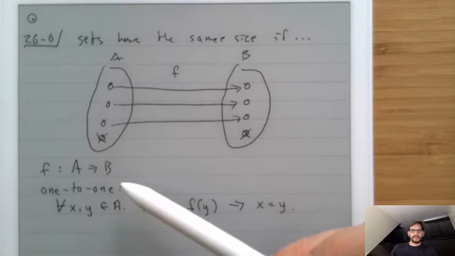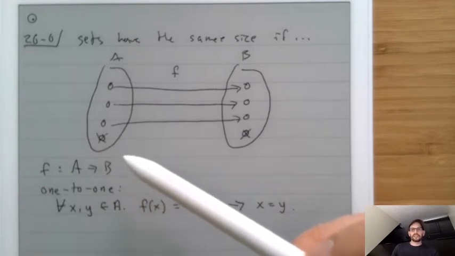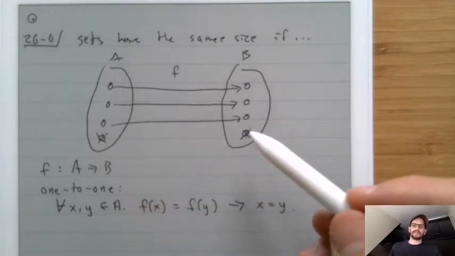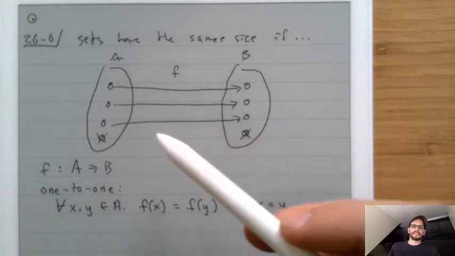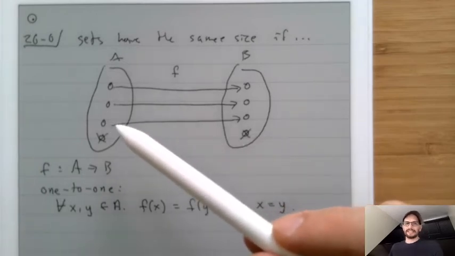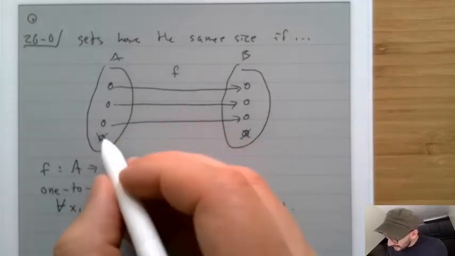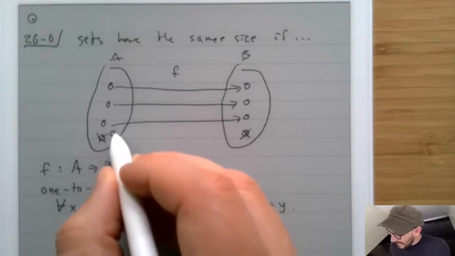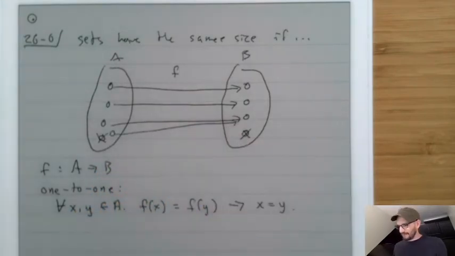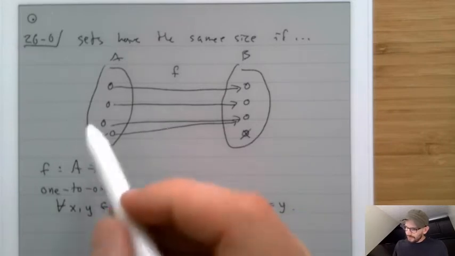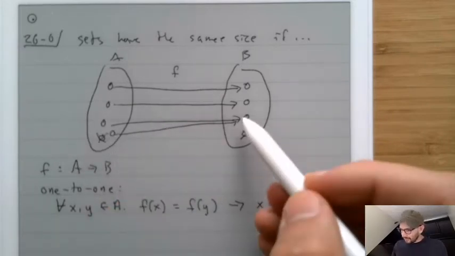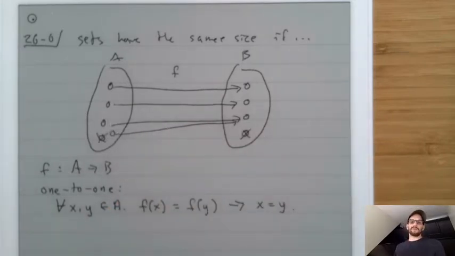1 to 1 guarantees that there's not something that's extra on the B side. Sorry, guarantees that there's not something that's extra on the A side. Because if there was an extra thing over here, then it would have to map to something. And that something would mean that this thing and that thing were equal to something, but they themselves were not equal. So 1 to 1 guarantees that that doesn't happen.